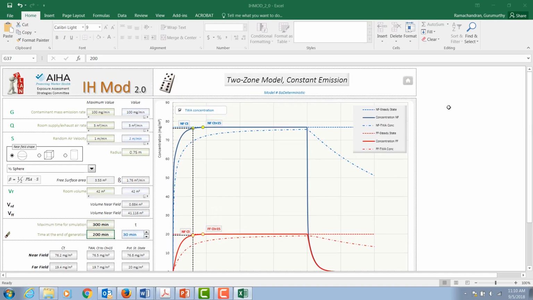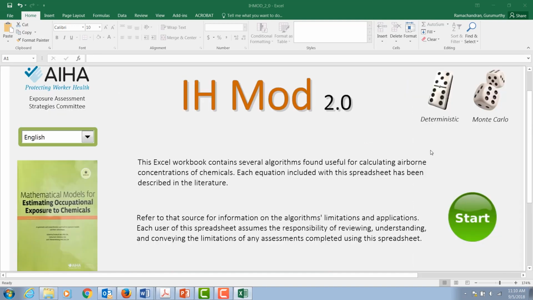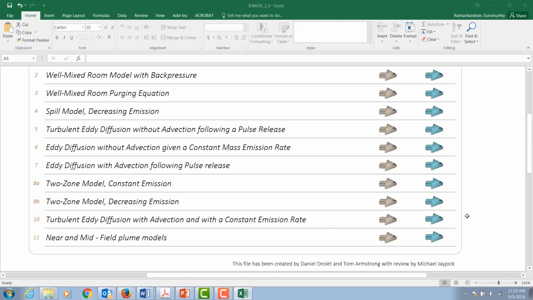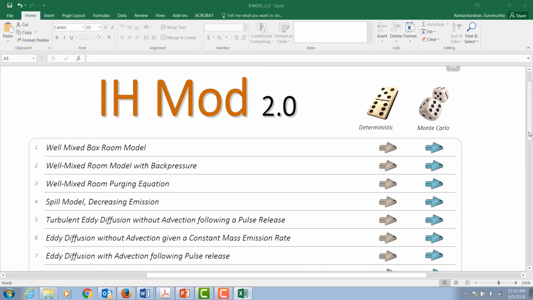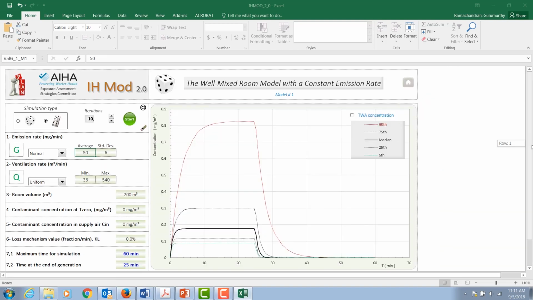Okay, now let's go back to the home page and click on the start button. But now we will look at the Monte Carlo option. So here, for the sake of simplicity, I'm just going to show the well mixed room model again.